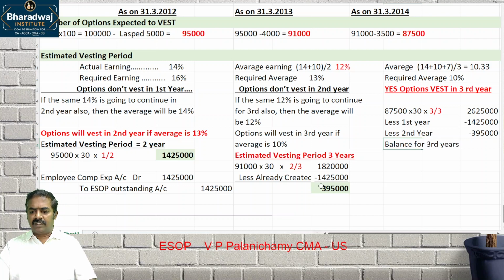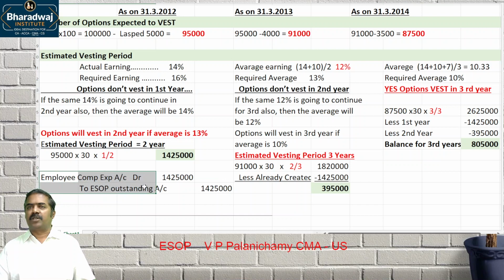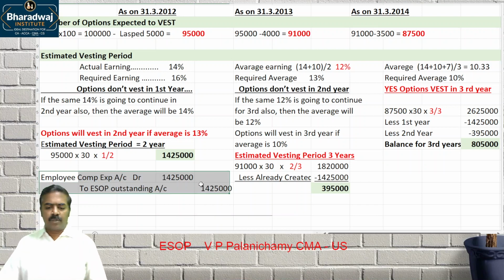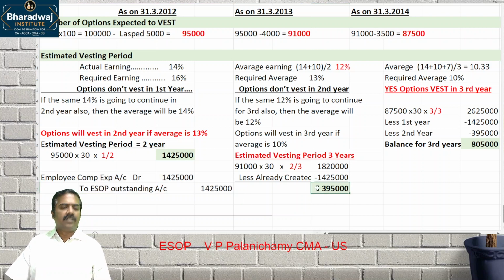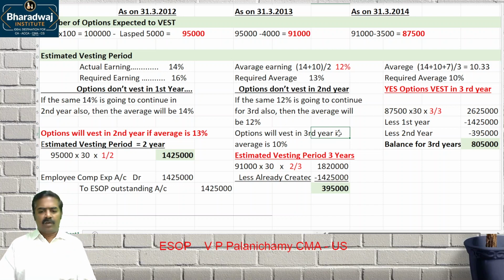If you understand this, this question is tested in the exam. 15 marks. For working this 10 marks, for journal entry 5 marks. Wait, journal entry will be same. Employee compensation account debit to which account? ESOP outstanding account. First year 14,25,000. Second year how much? 3,95,000. Third year how much? 8,05,000. Entry is same. Only the amounts are different.